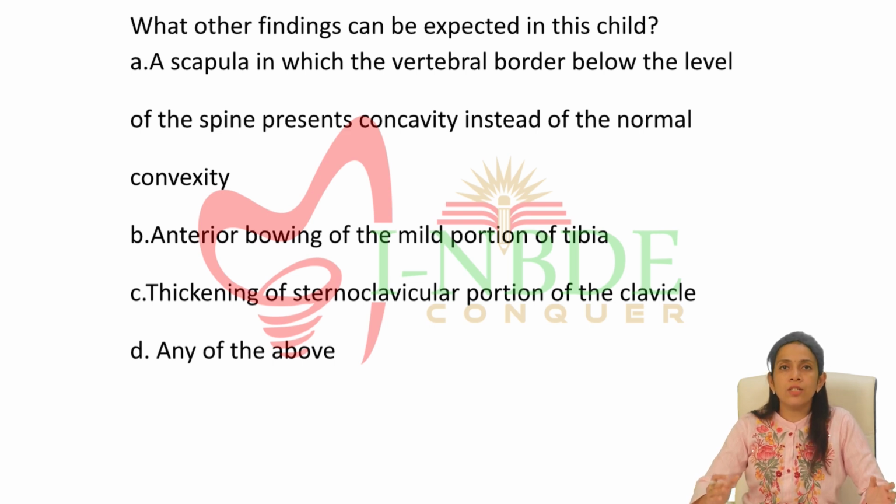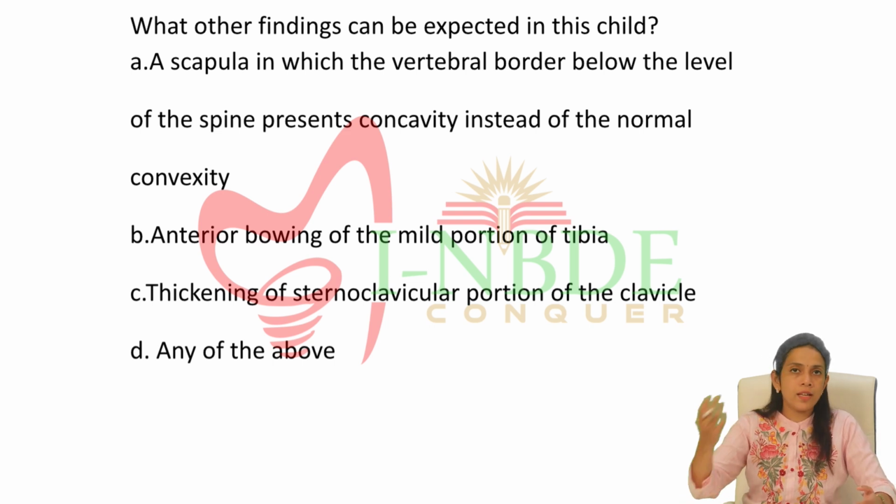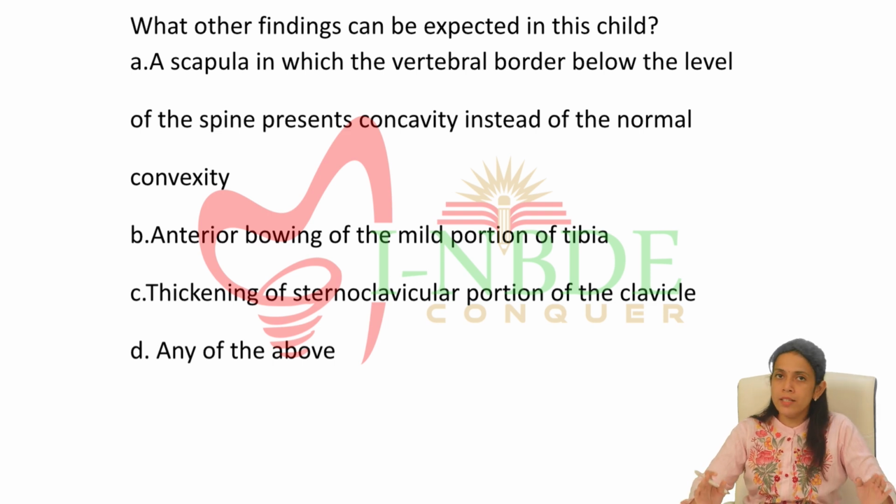So it is a component of Hutchinson's triad, that is screwdriver-shaped incisors and mulberry molars. So obviously we know that it is a case of congenital syphilis. Right? It is a very clear-cut case of congenital syphilis. Now, what are the other findings that will be expected in this child?